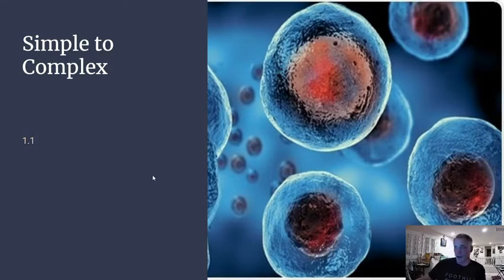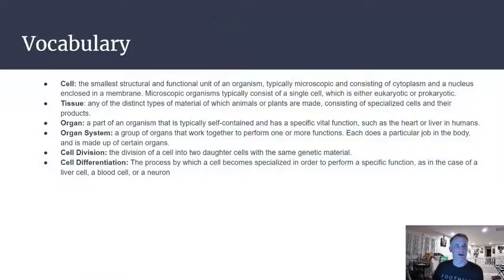So let's jump right into the first section, which is 1.1 of the module: simple to complex. So a little basic vocabulary you should be familiar with. You should be familiar with what a cell is, what tissues are, organs, organ systems, cell division, cell differentiation. Make sure you go through those. They're also found on Canvas, so you can go through those definitions. Make sure you have a good understanding of each one as you go through the notes.